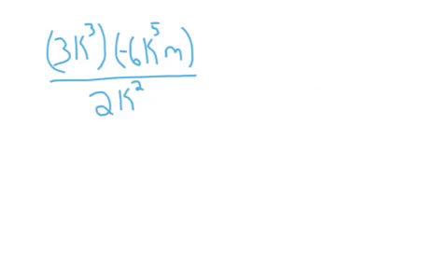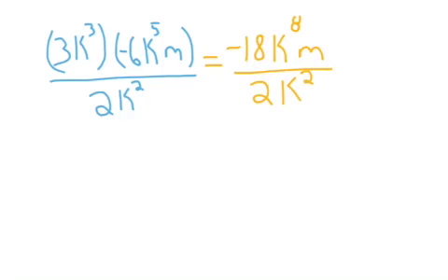Let's try another one like that. So here, same thing. We are going to multiply first. So 3 times negative 6, because we multiply our coefficients, gives you negative 18. K, remember, I'm going to add my exponents since I'm multiplying. 3 plus 5 gives you 8. There's no other m in my numerator, so I'm just going to rewrite it. And I will also rewrite what is in my denominator.